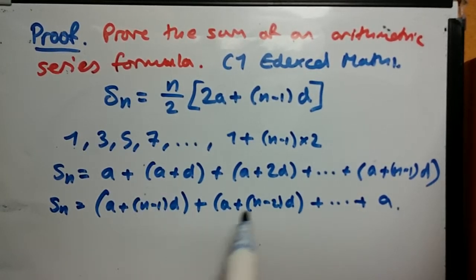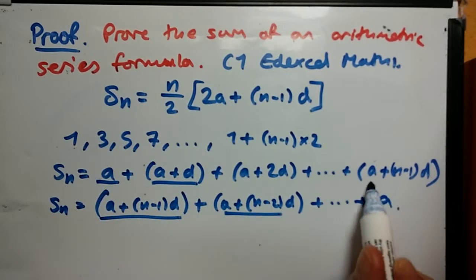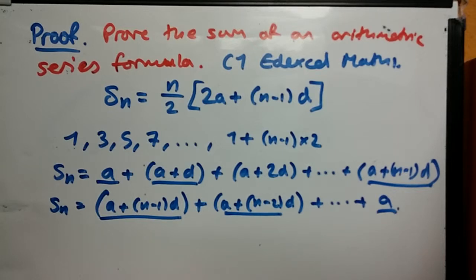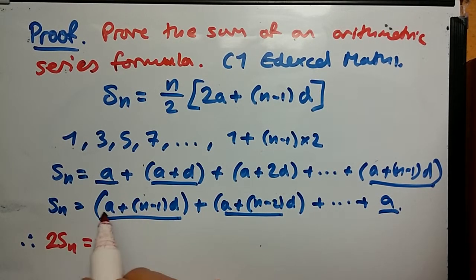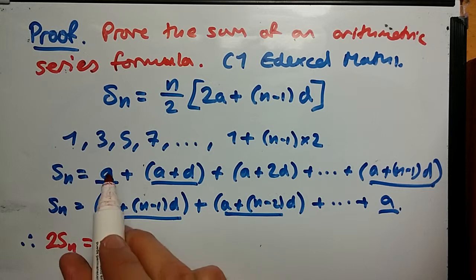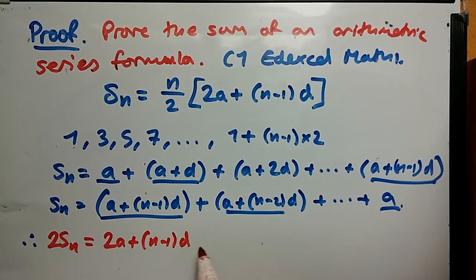What happens if we add these terms together? Let's just have a quick look. Suppose we add the terms across: the first term add the last term, the second term add the second last term, and so on. First, of course, we need to add up Sn too. So Sn plus Sn is going to be 2Sn. A plus n minus 1 D, we're just adding A, so it'll be 2A plus n minus 1 D, plus A plus D plus this term.